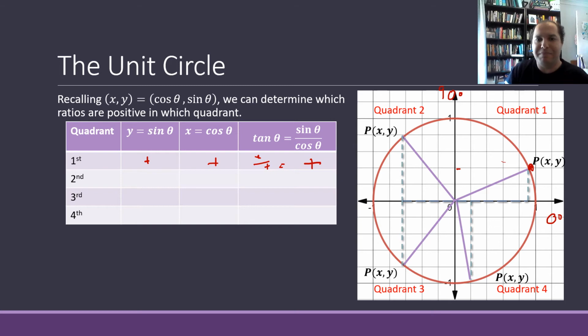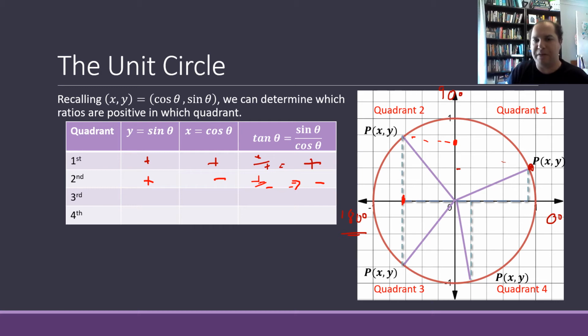Working our way around from 90 to 180, so that's in our second quadrant now. This time, the y value, well, it's still positive, right? So our y value up here is still positive, but our x value is now negative down over here. So looking at that, our tan value will be a positive number divided by a negative number. So our tan value will be negative.